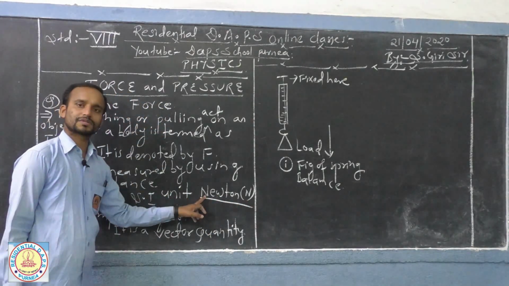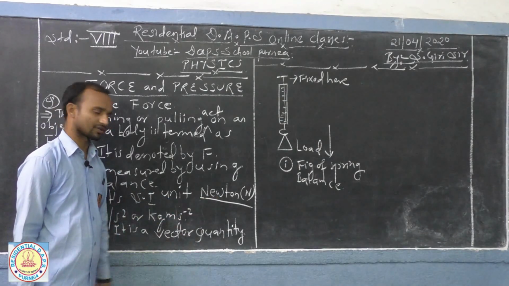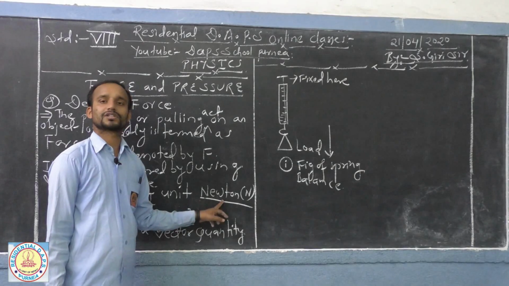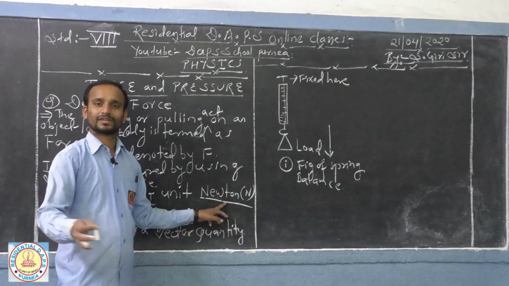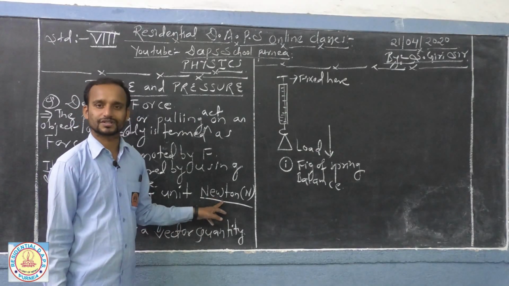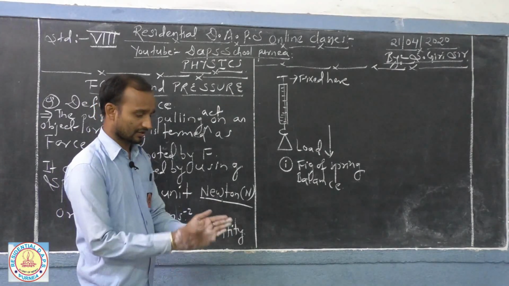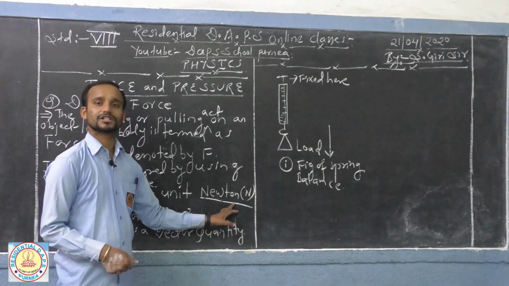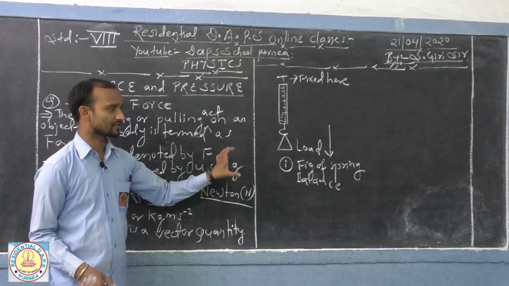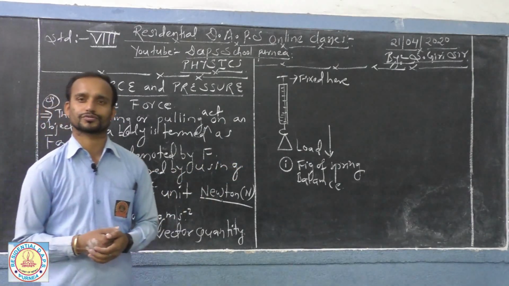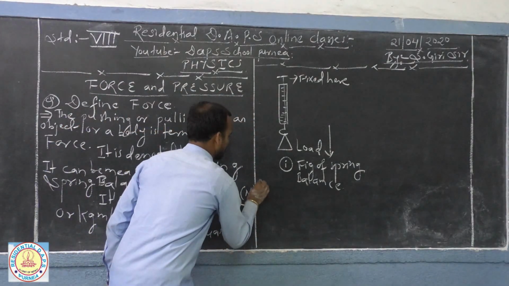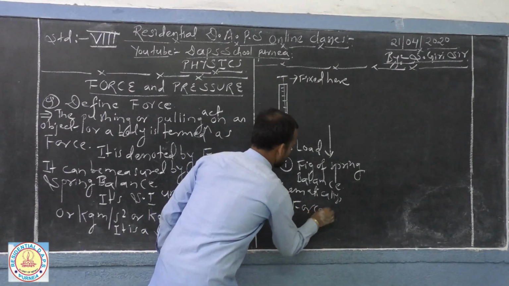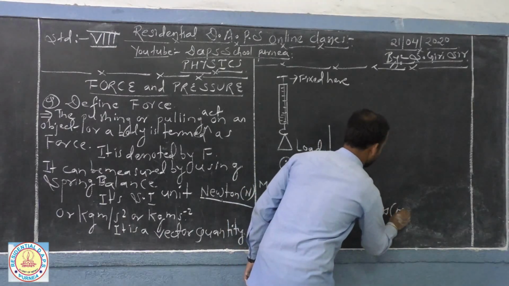Newton comes after the greatest scientist, the father of physics, Sir Isaac Newton. After his name the unit Newton has been given, because he researched lots of things about forces. He propounded the theory regarding force, the law of gravitation, and even the laws of motion, first law, second law and third law. Especially Newton's second law of motion defines the magnitude of force, means how you can calculate force. Mathematically you can write, force F equal to mass into acceleration.